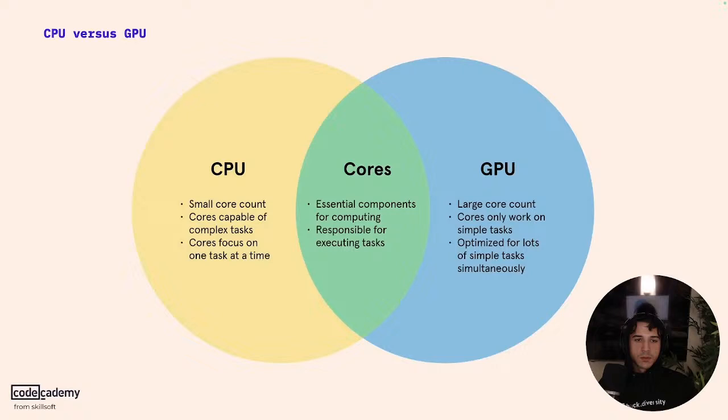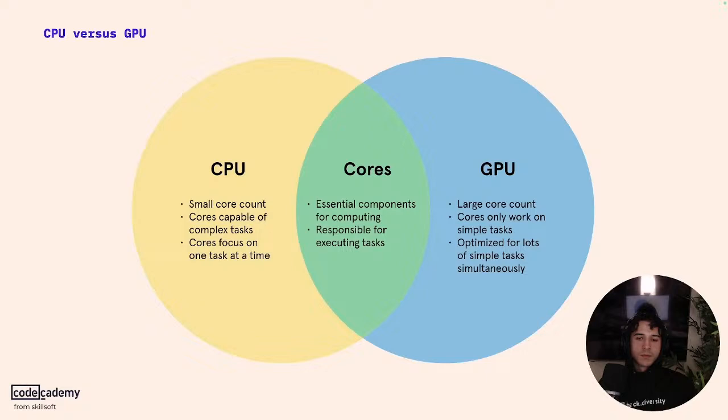Let's start off this video by comparing GPUs to something you're maybe more familiar with, CPUs, also known as the central processing unit. Both the CPU and the GPU contain a number of individual processing units called cores. Cores are essential components for computing and are responsible for executing instructions and performing calculations. However, cores are optimized differently for the CPU and GPU. CPUs contain a small number of cores. Each core is very powerful and capable of handling complex instructions and operations independently of other cores.